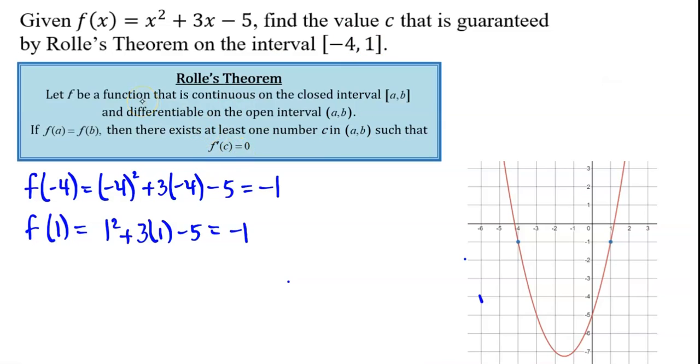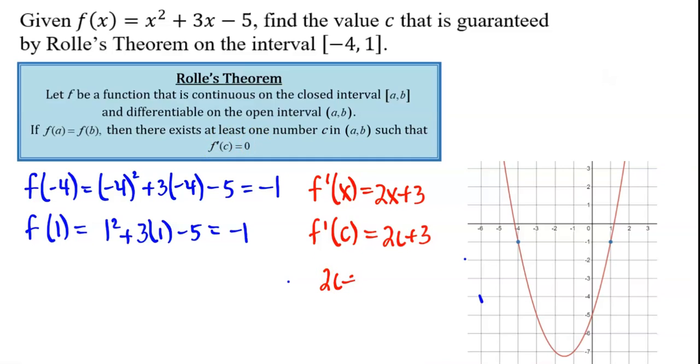So let's find the derivative. If we find f prime of x, we would have 2x plus 3. Well, simply substituting in c for x, we would see that we have 2c plus 3. Now, if we set that derivative, slope of the tangent line, equal to 0, we'll be able to find our c value. So that is when 2c plus 3 is equal to 0, or when c is -3/2. We know that -3/2 is the same thing as -1.5.